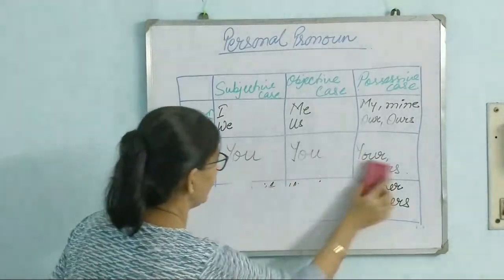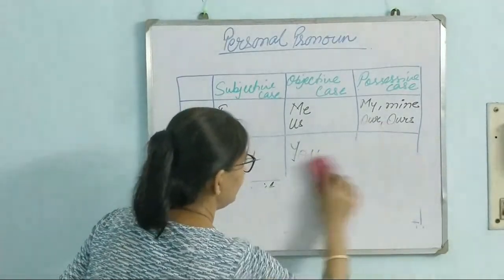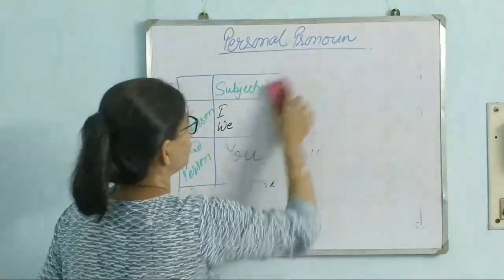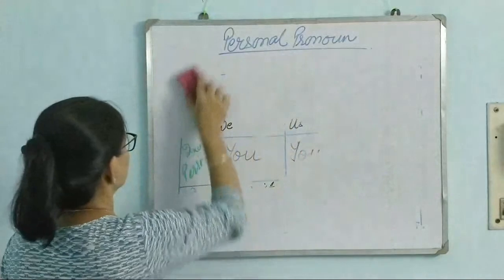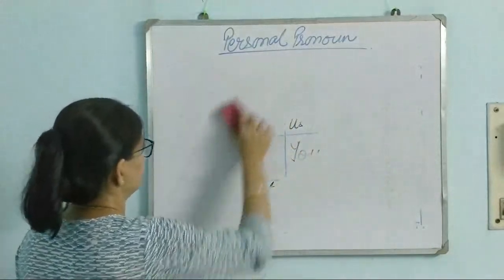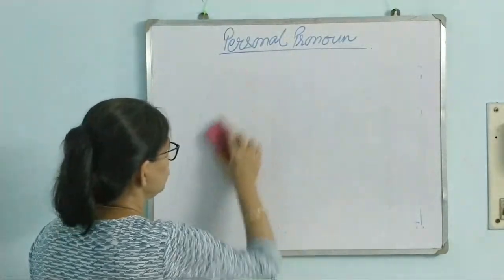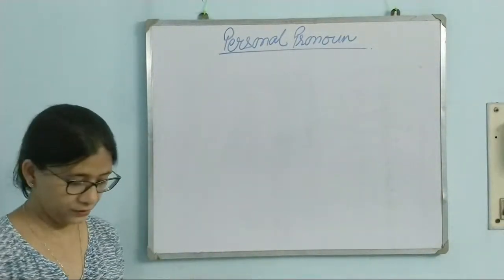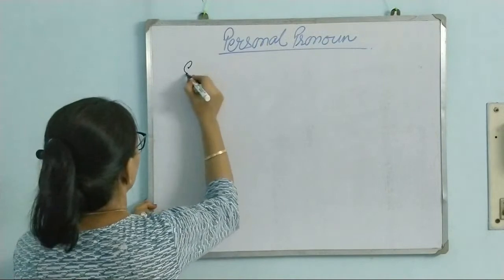Let us see some of the examples. Same sentence, how we can change into all these different forms. Join students, join quickly. Okay, so let us take some examples.